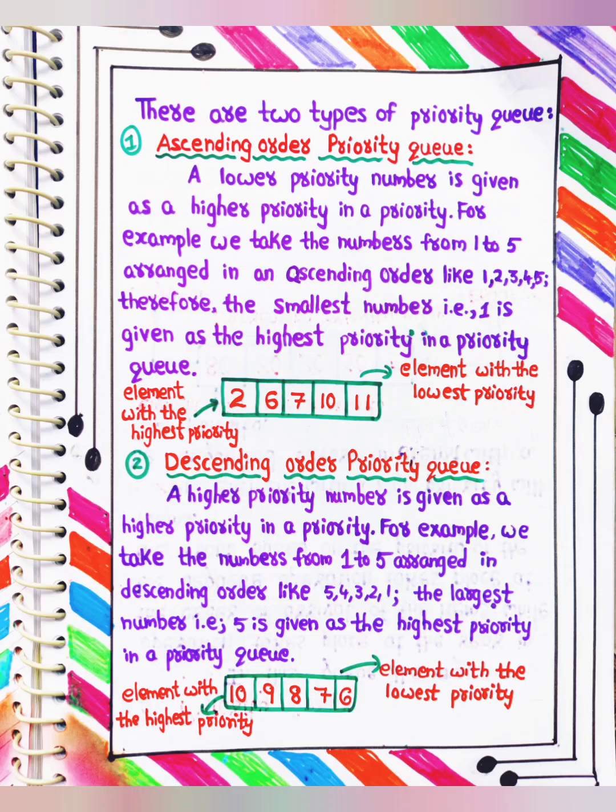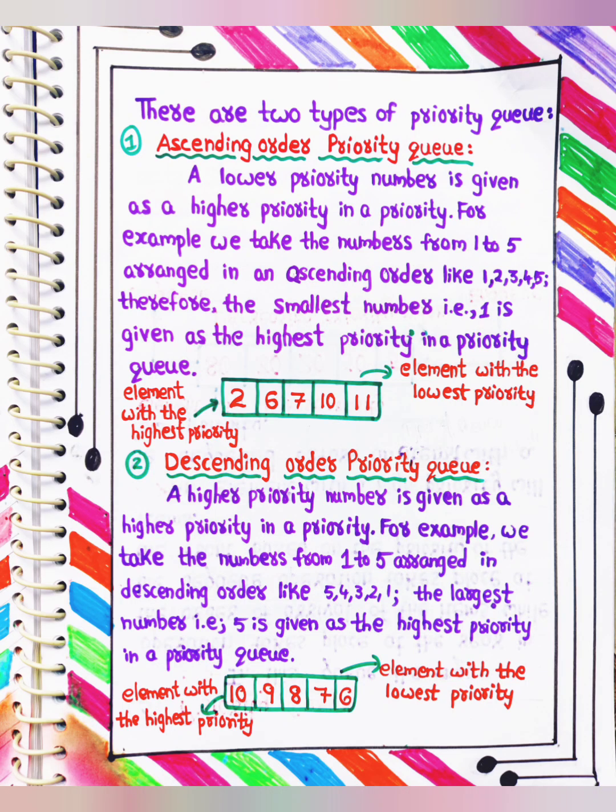Second one, descending order priority queue. A higher priority number is given as a higher priority in a priority queue. For example, we take the numbers from 1 to 5 arranged in descending order like 5, 4, 3, 2, 1. The largest number, that is 5, is given as the highest priority in a priority queue.